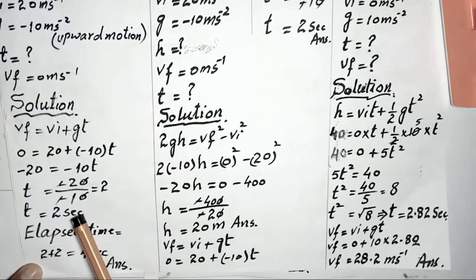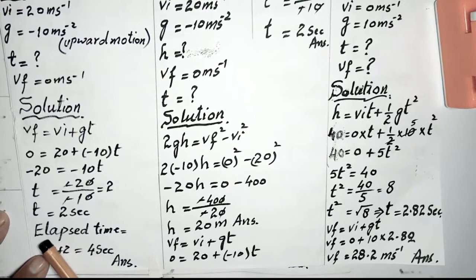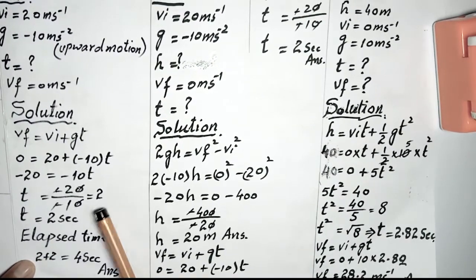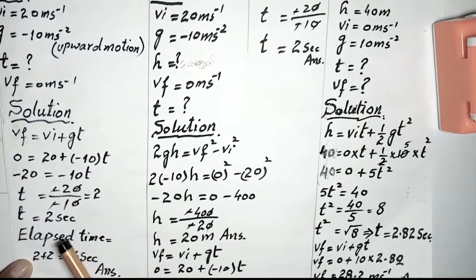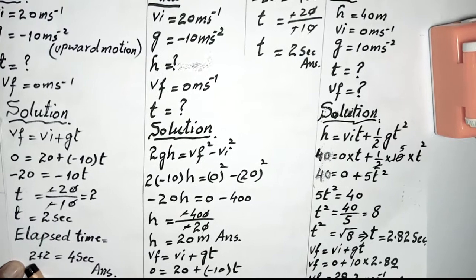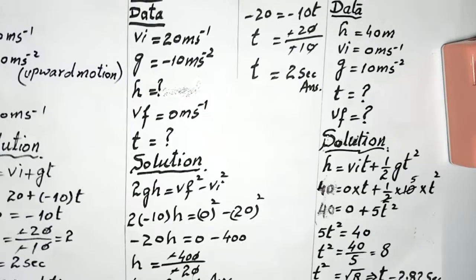Time is 2 seconds. Elapsed time, टाइम आने जाने का जो टाइम होता है उसको elapsed टाइम कहते हैं. अगर जाने का टाइम 2 सेकंड है तो आने का भी 2 सेकंड होगा, लिहाजा इस टाइम को हम ट्वाइस कर देंगे, 2 + 2, तो आंसर जो है आपका 4 सेकंड आएगा.